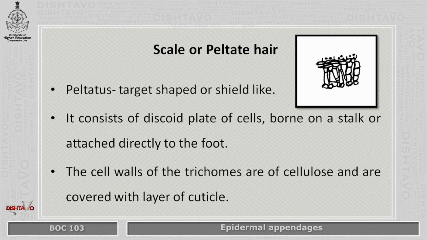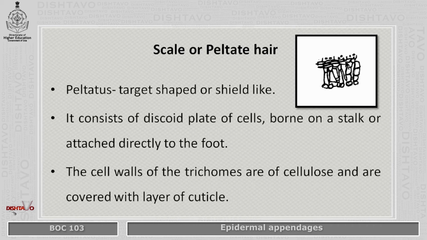The next type of hairs are scales or peltate hairs. It is called peltatus, that means they are target shaped or shield like. It consists of a discoid plate of cells and they are borne on a stalk or they are attached directly to the foot. As you can see in the picture here, this is the foot. This is the stalk and this is the disc type cells.